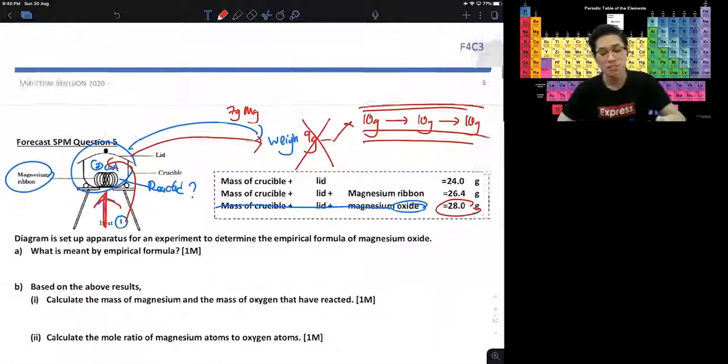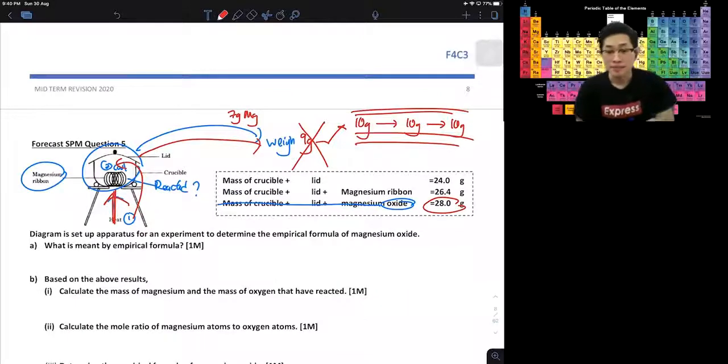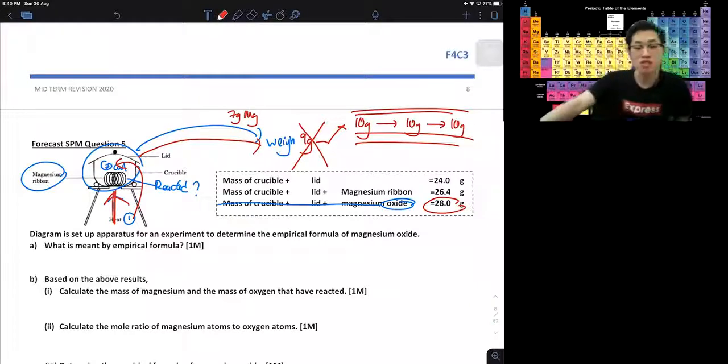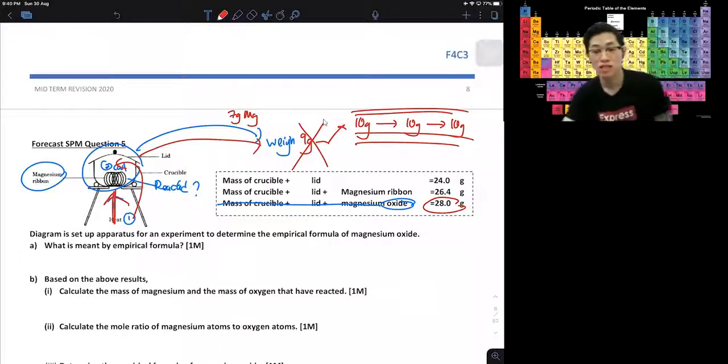If you have any question, you can ask me. Next week, we are using new notes.